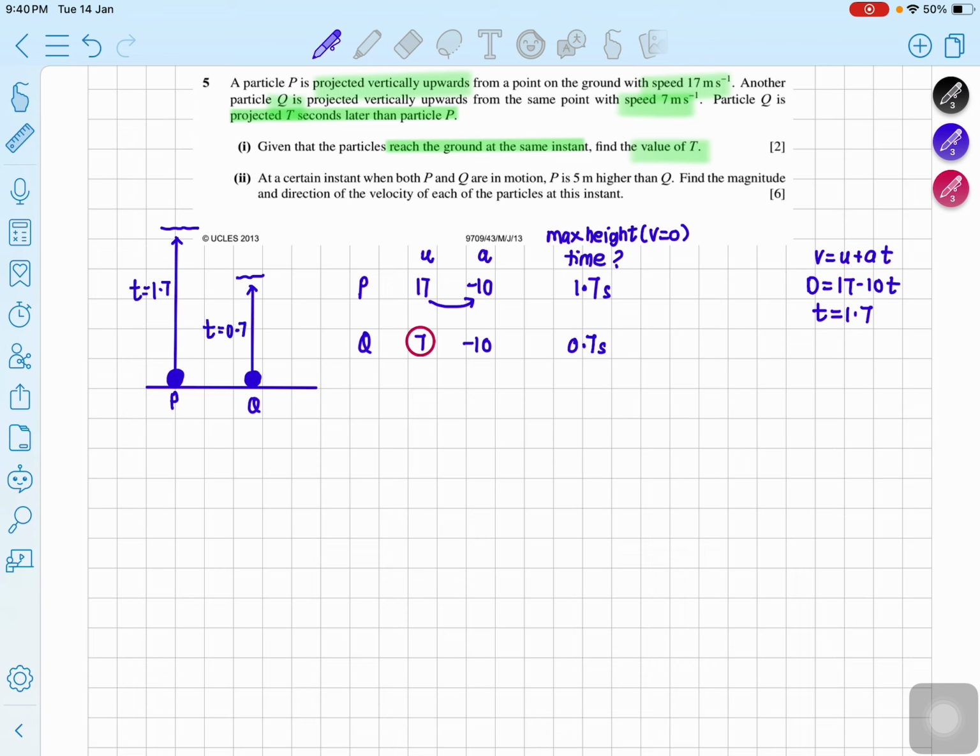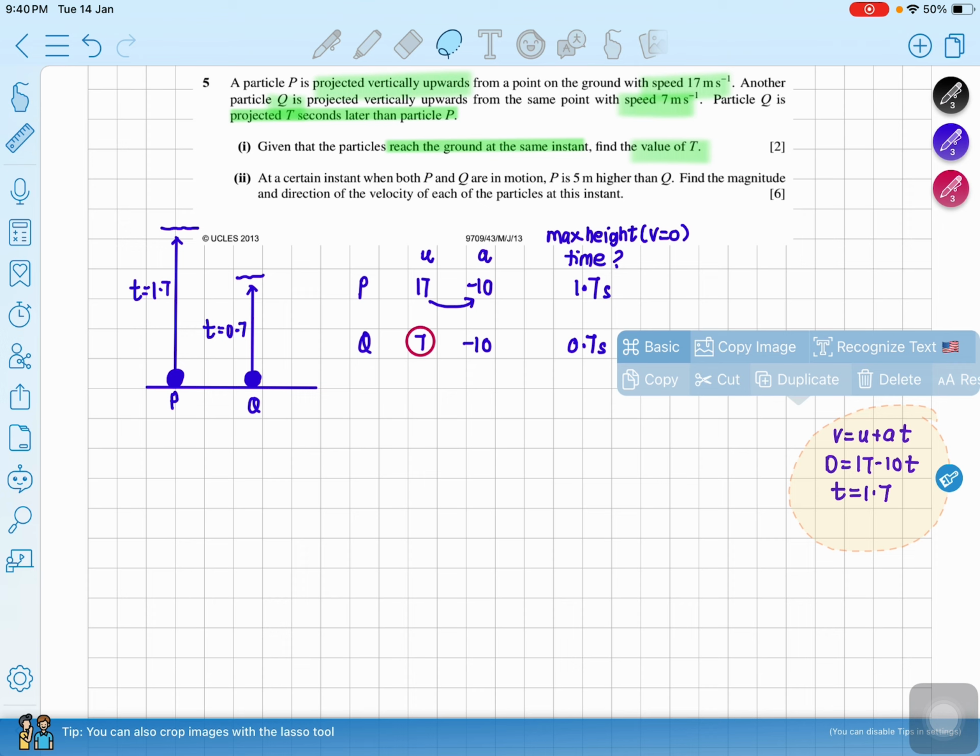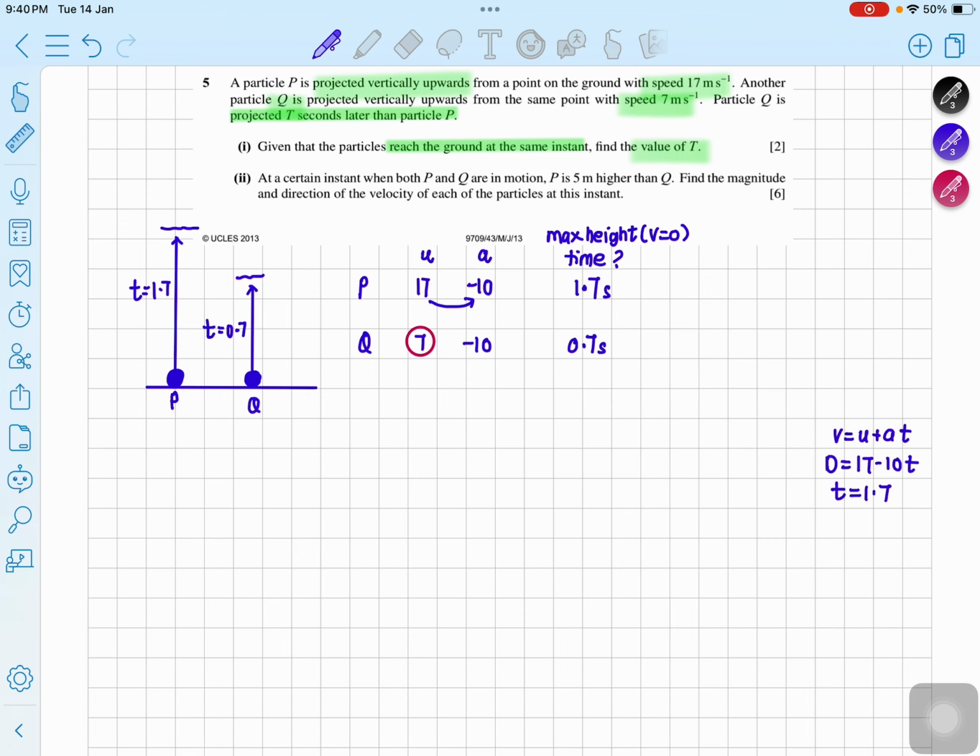So what is the total time taken to complete the journey? Can you figure it out? I'm going to write here: total time to complete the journey means to go up and then come back to the ground level. Both must reach the ground, and there is a tip here which says at the same instant. So to go up and come down, I will do 2 times 1.7, which is 3.4 seconds. For the other one, you are going to get 1.4, because they must reach the ground at the same instant and Q is projected later.